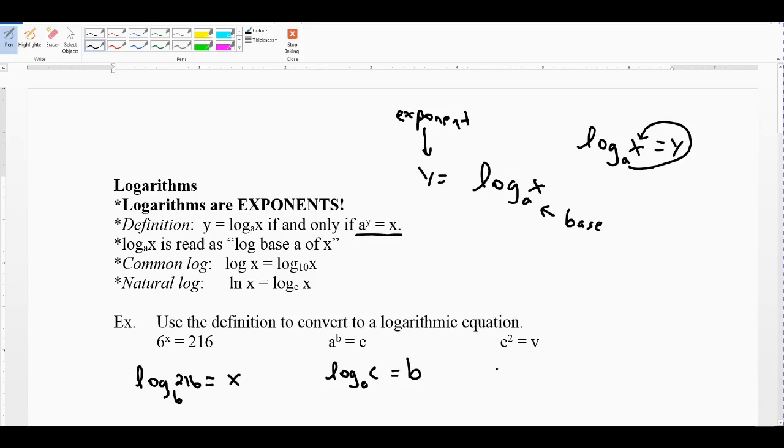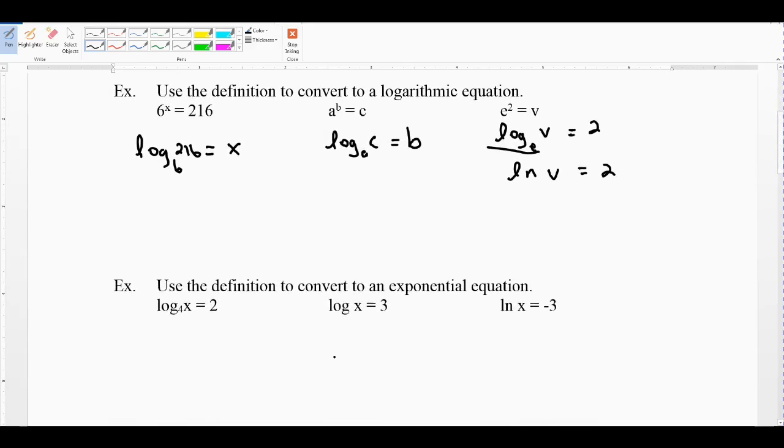So now let's do this last one. Start with the word log. Base is e. The log equals the exponent, which is 2, and v is left over. Check it. E to the second equals v. The thing about this one is log base e is the same as ln. So I can take all of this right here and make it ln. So it becomes ln of v equals 2. Natural log of v equals 2.